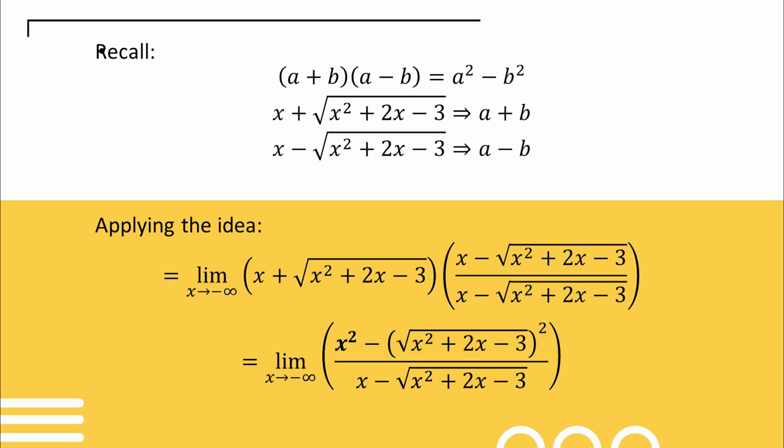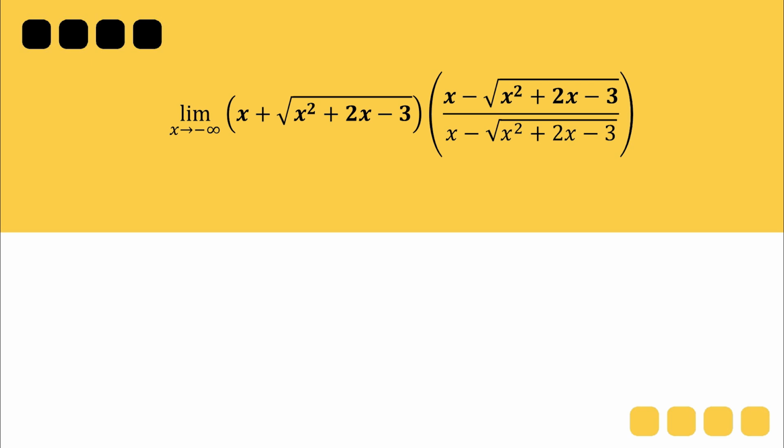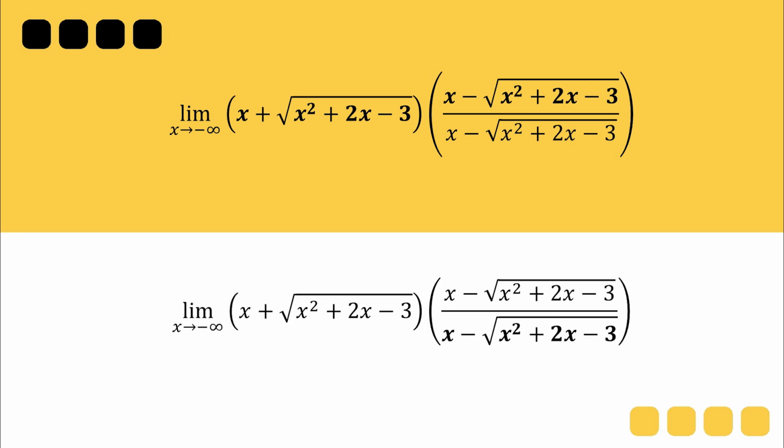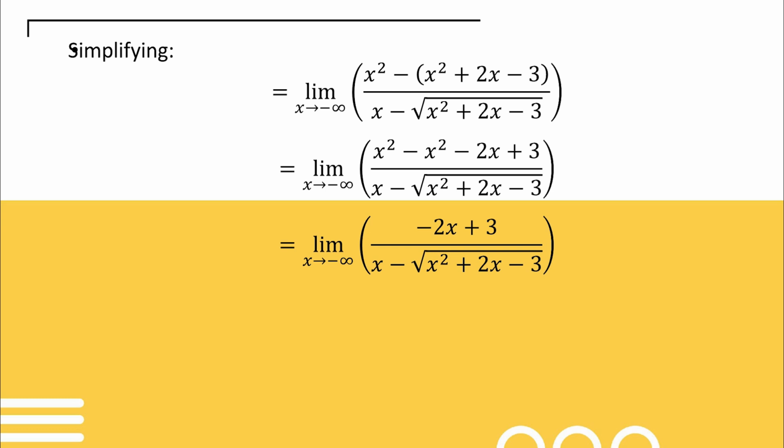Now, if we multiply our original function with its radical conjugate, the result will be the square of the first term, that is x squared, minus the square of the second term, that is the square of the square root of the quantity x squared plus 2x minus 3. It is important to note that when multiplying the radical conjugate, we should remember to divide by the same conjugate as well, so as not to change anything in the original function. Think of it as multiplying the whole function by 1, which does not change the function at all. Simplifying the numerator, we are left with negative 2x plus 3.